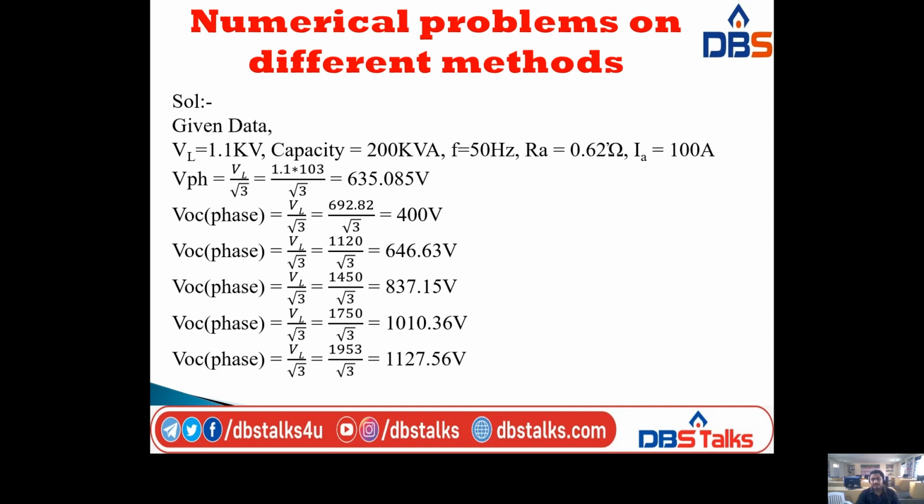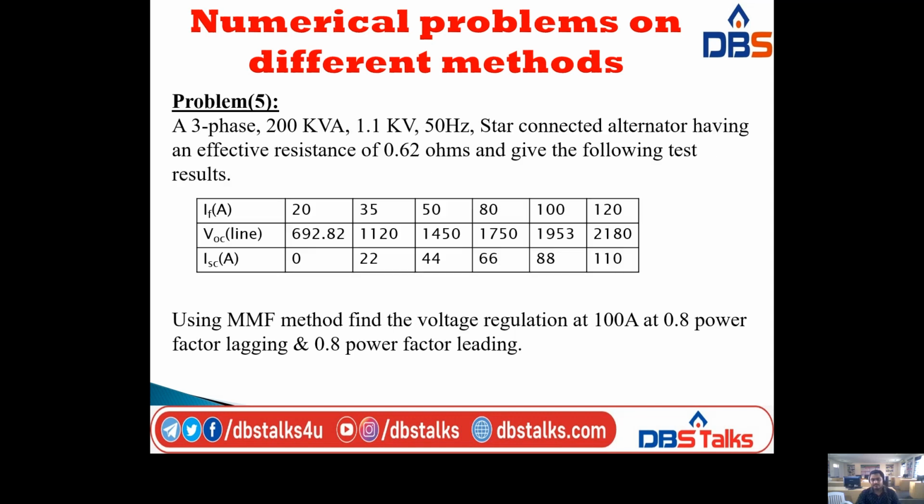Similarly, in the tabular column, they already gave the VOC values as line values, but we have to calculate these values per phase. We have to calculate the VOC value per phase. They gave at 20 amperes field current 692.82, and the short circuit current is 0 amperes. At 35 amperes of field current, the open circuit voltage at line is 1120.